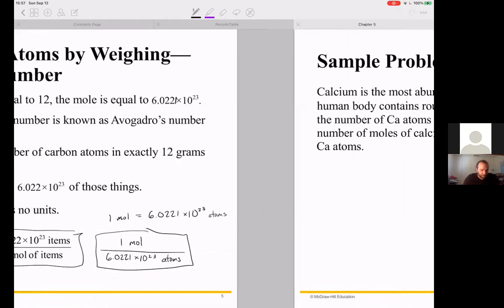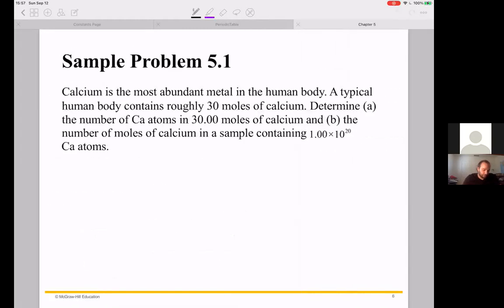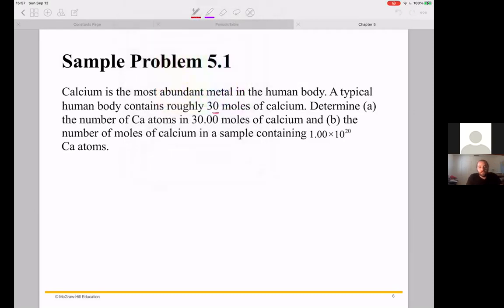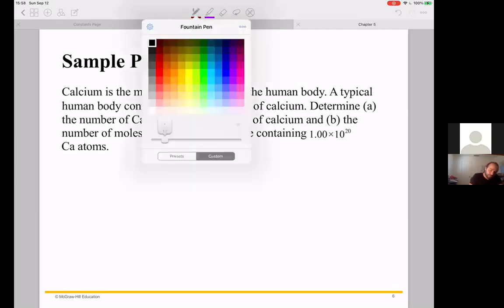Okay, so for example, calcium is the most abundant metal in the human body. A typical human body has about 30 moles of calcium. Determine the number of calcium atoms in 30.00 moles of calcium. And again, notice that we're going to have to pay attention to sig figs. I'm given 1, 2, 3, 4 sig figs in my 30 moles, so my answer should have 4 as well.